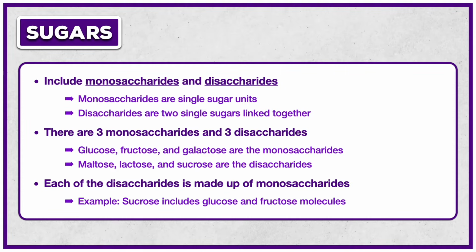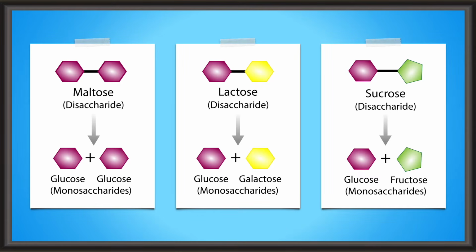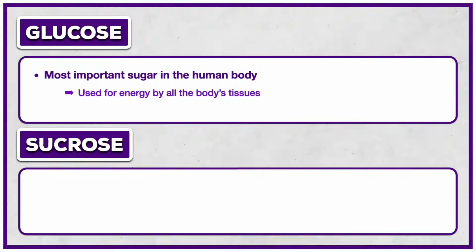Notably, each of the disaccharides is made up of monosaccharides. For example, the disaccharide sucrose includes glucose and fructose molecules. Here are the 6 sugars. The disaccharides are on top, and then you can see the monosaccharides they're composed of on the bottom. Maltose includes 2 glucose molecules, lactose includes glucose and galactose molecules, sucrose includes glucose and fructose molecules.